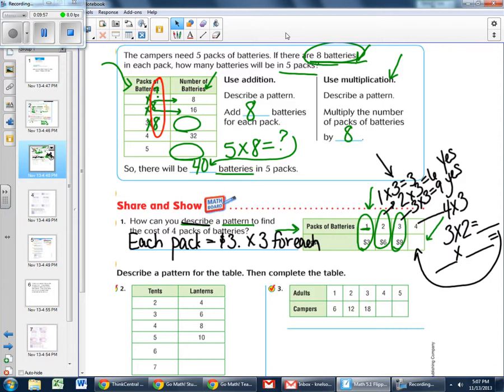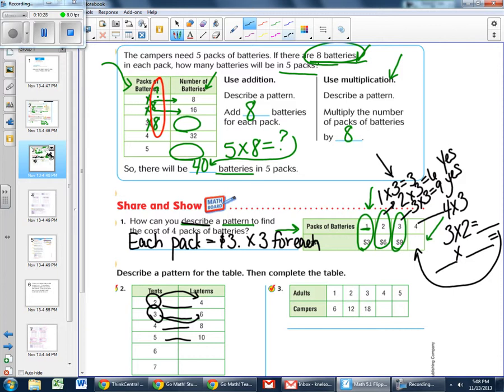Your next one, Number 2 says describe a pattern for the table, then complete the table. So again, look for those relationships. What is happening to my numbers that are already filled in? Something is happening to the 2 in order to turn it into a 4. Something is happening to the 3 in order to turn it into a 6. Think about those and what could be happening.